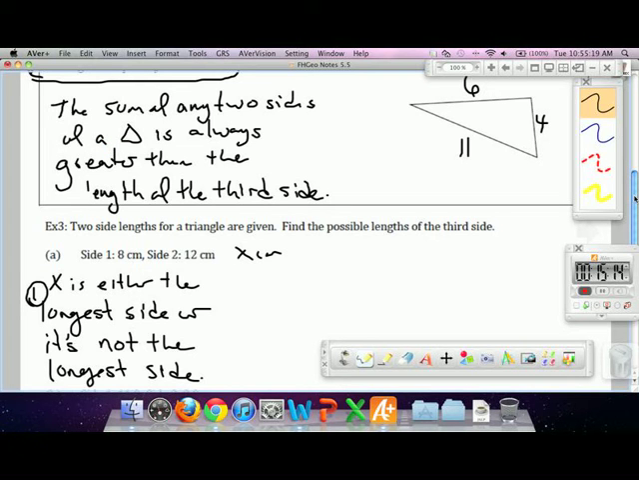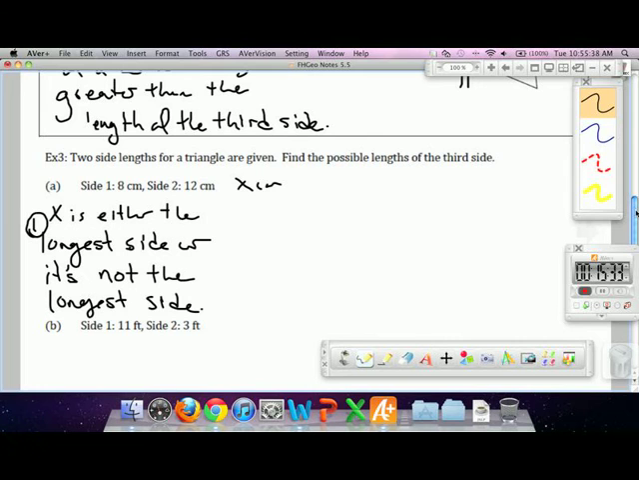So if x is the longest, then we should be able to add the shorter sides together, and that's bigger than our longest side. If x is the longest, what are the two shorter sides of my triangle? What do the two short sides have to be? If x is the longest, the missing one's the longest. What are the two shorter sides? 8 and 12. So in case 1, if I add together the two shorter sides, 8 and 12, that must be bigger than my longest side. If x is the biggest, then this inequality must be true. I add the two shorter, and it's got to be bigger than my longest.